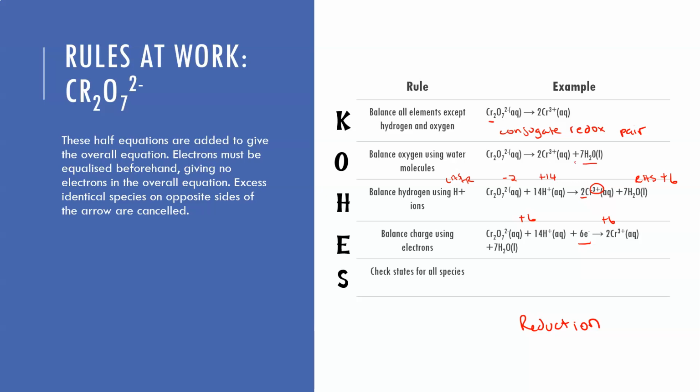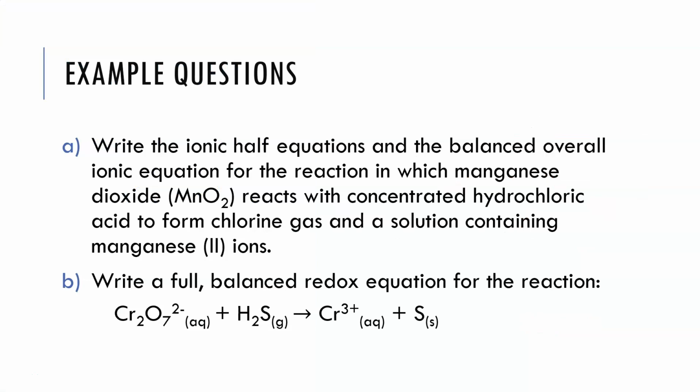The dichromate half reaction balancing comes up a lot in questions, so you should definitely write this one out as an example in your notes, as well as the permanganate MnO4- equation, as these are critical for you to know. Let's look at a couple of examples.